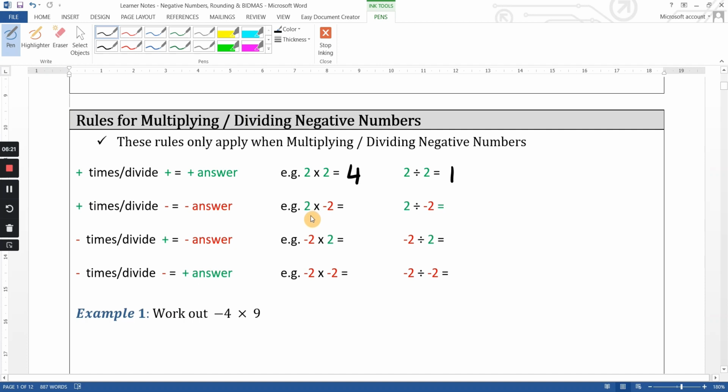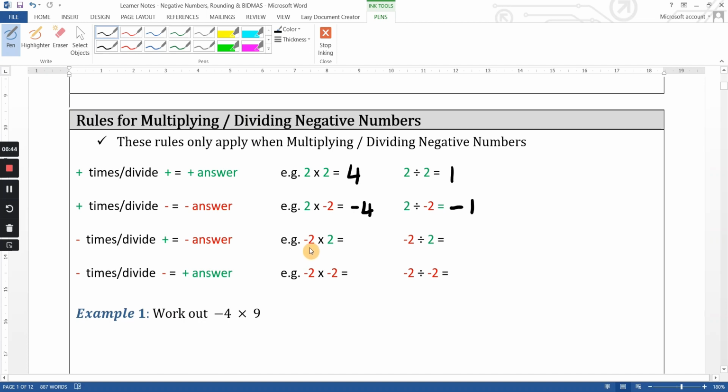Okay. 2 times minus 2, so you've got positive times a negative. You're going to get a negative answer, and 2 times 2 is 4. 2 divided by minus 2, again, positive with a negative, you get a negative answer. How many 2's go into 2? Just once.